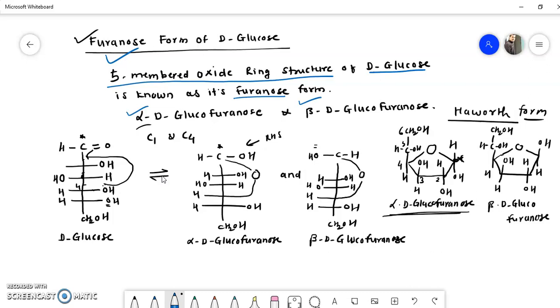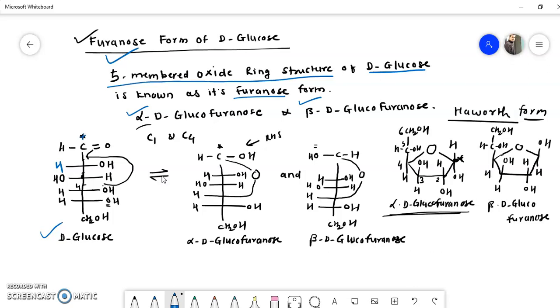Okay, so to draw them, we need to write first of all a structure of D-glucose, and the structure of D-glucose is like this: a CHO group at carbon number 1, and then a CH2OH group at the bottom. In between there are 4 carbons having hydroxy group and H group. Okay, so to form a 5-member oxide ring structure, what we have to do? We have to attack the hydroxy group which is on carbon number 4. We have to attack by this hydroxy group on the carbonyl group in this way.